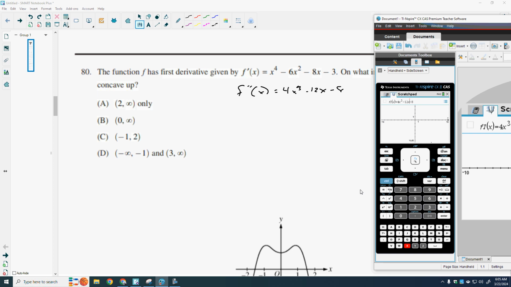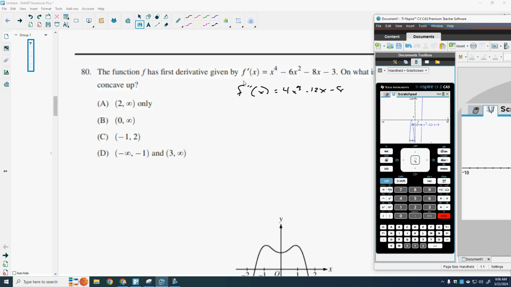All right, now I have to double check. 4x cubed minus 12x minus 8. All right. Looks good. Let's graph that thing. Hit equals.